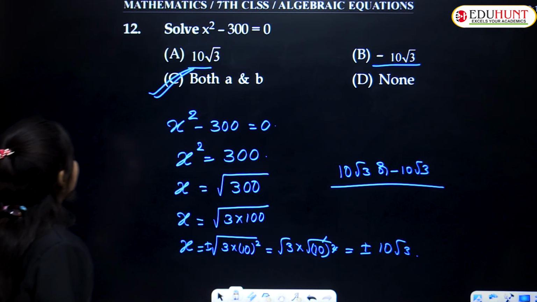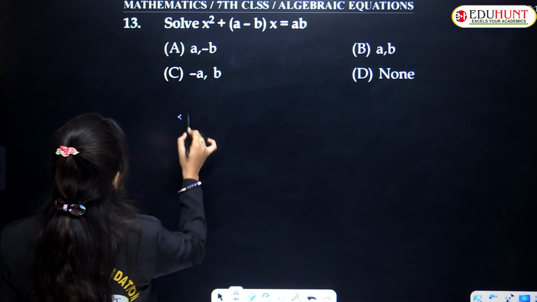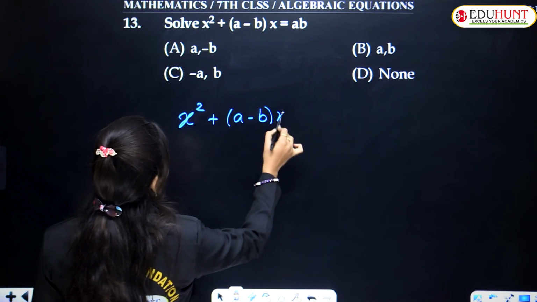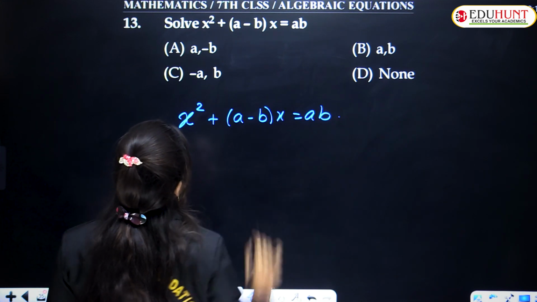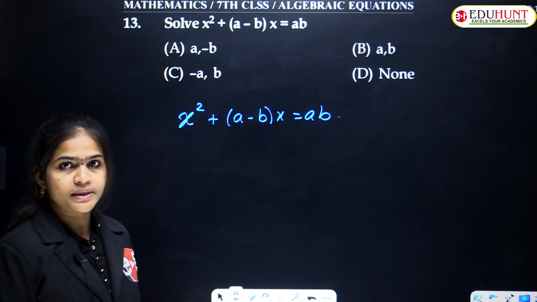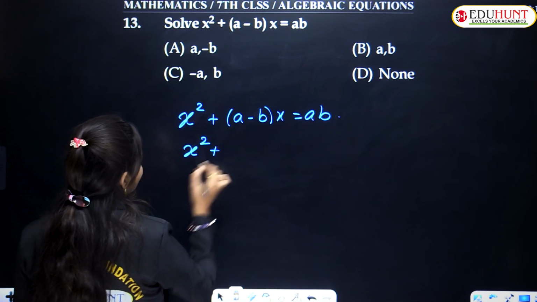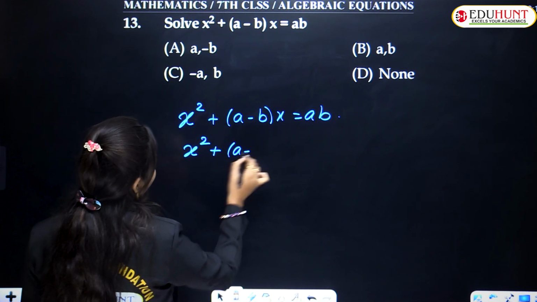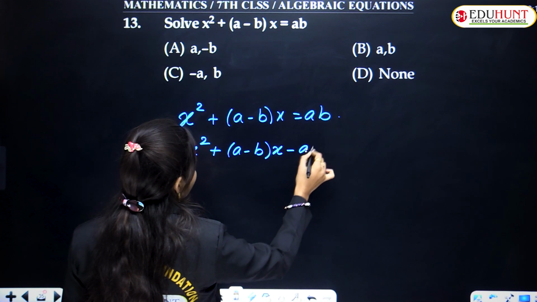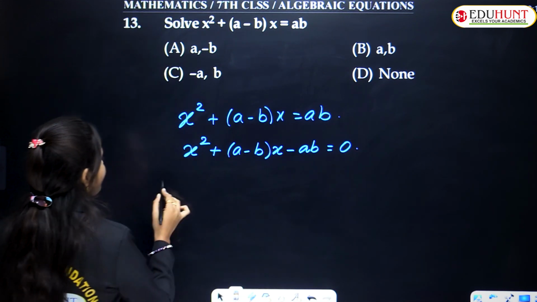Yes. So next, the 13th one. What is that here? x square plus a minus b into x is equal to ab. So here, first write it in the general form of a quadratic equation. So x square plus a minus b into x plus, ab becoming minus ab, is equal to 0. From this, find the roots.